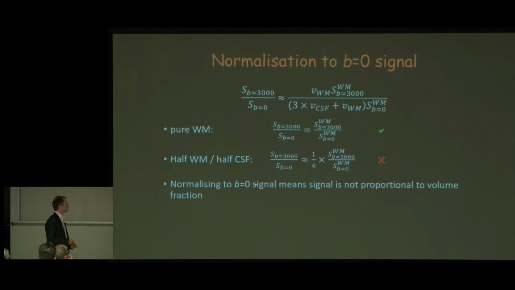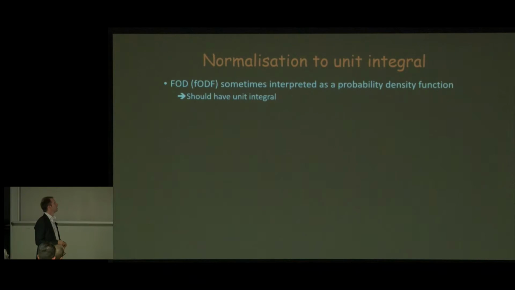And it means the signal is not proportional to volume fraction and the operation is not linear anymore. So that's why I don't like it. The other thing that some people like to do is to normalize the fiber orientation distribution to have unit integral.